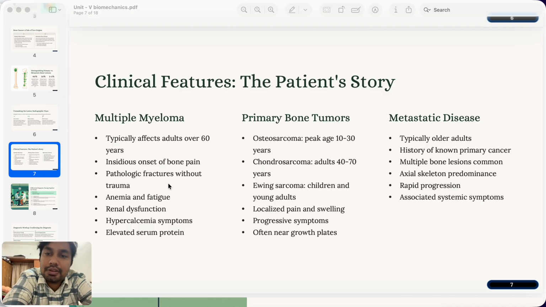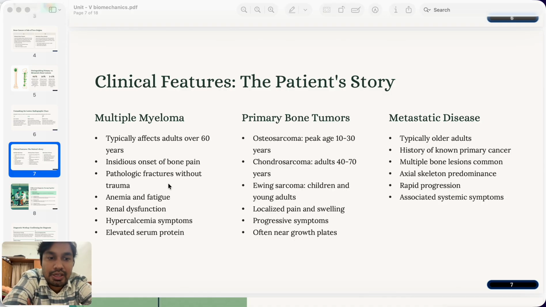The next is anemia and fatigue, which is also part of this, and renal dysfunction will also be a part of it, along with hypercalcemia symptoms, which come with bone disorders, and elevated serum protein. Whenever you go to a hospital for an assessment, they usually do a serum test with respect to the pathological conditions related to bone problems. So these problems will tell you what is happening with the body.